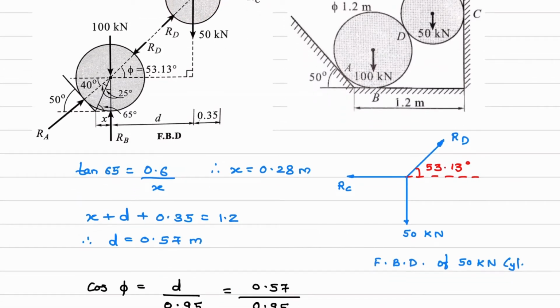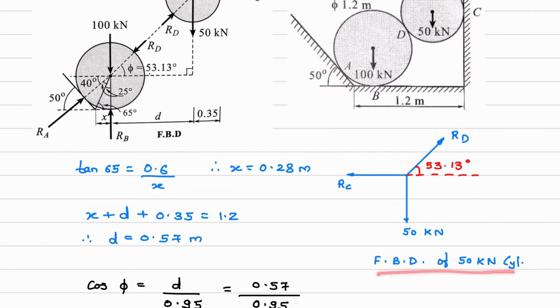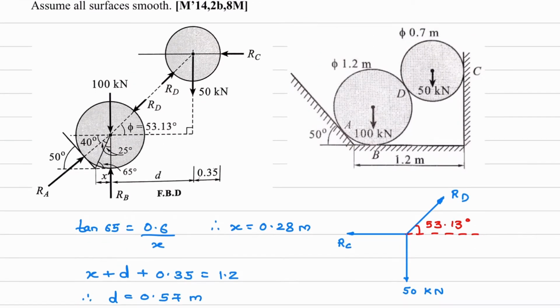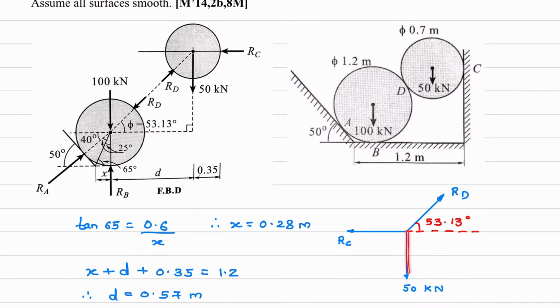So here you can see I have already drawn the FBD of the 50 kilonewton cylinder. Now how I have drawn this FBD, understand that. Downward force, here you can see the weight, that is 50 kilonewton as shown in the question. Next, here there will be reaction RC. I have taken this RC on this side. Why? Because I have to apply Lami's theorem. Here only 3 forces are there.